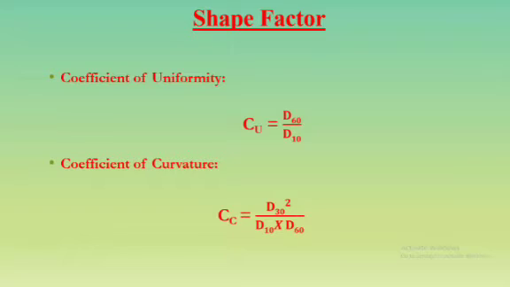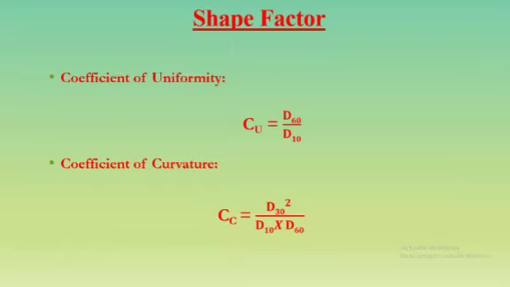Now we have to see what the shape factors or shape parameters are. There are two parameters. The first one is the coefficient of uniformity, and it is given as Cu is equal to d60 divided by d10. The next parameter is the coefficient of curvature, and it is given as Cc is equal to d30 square divided by d10 times d60.